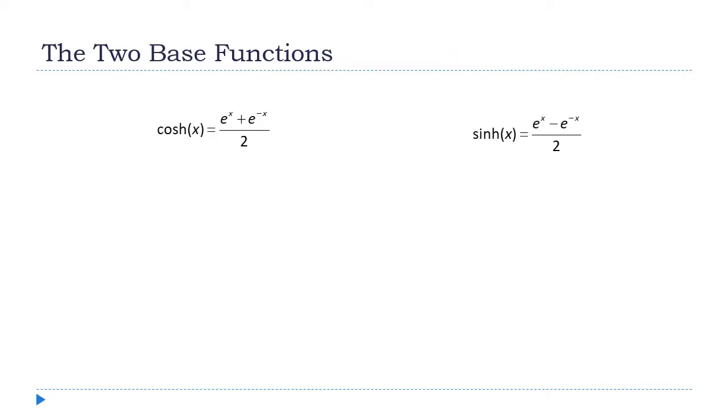So before we do that, let's start with the functions themselves. The hyperbolic cosine is defined to be e to the x plus e to the minus x, divided by 2. And the hyperbolic sine over here, you notice, is very similar. The only difference is this one is subtracting where the cosine is adding.